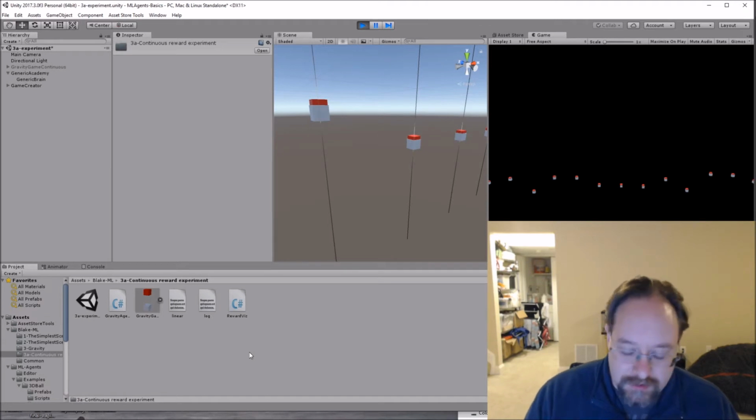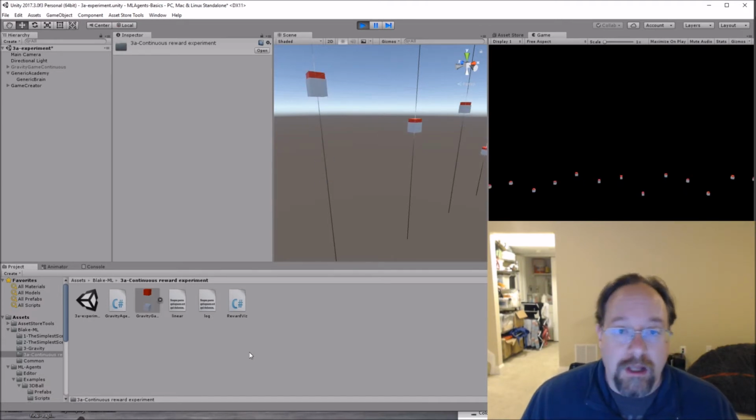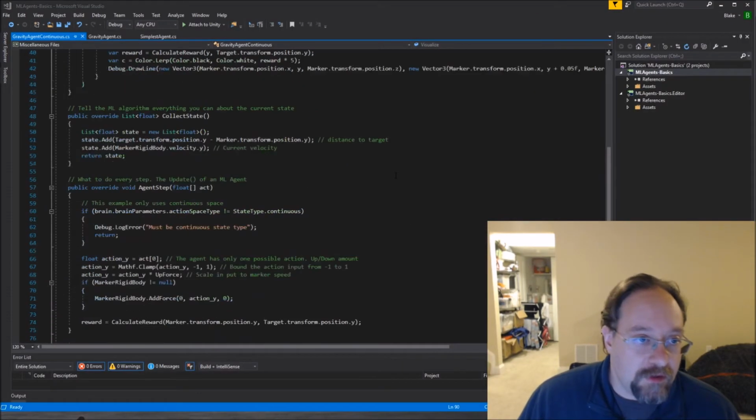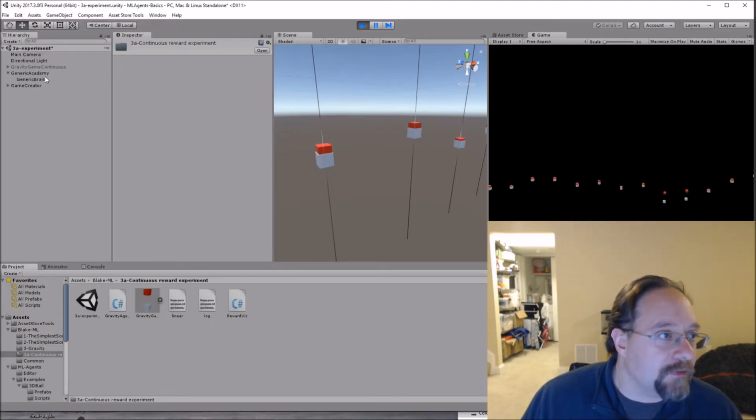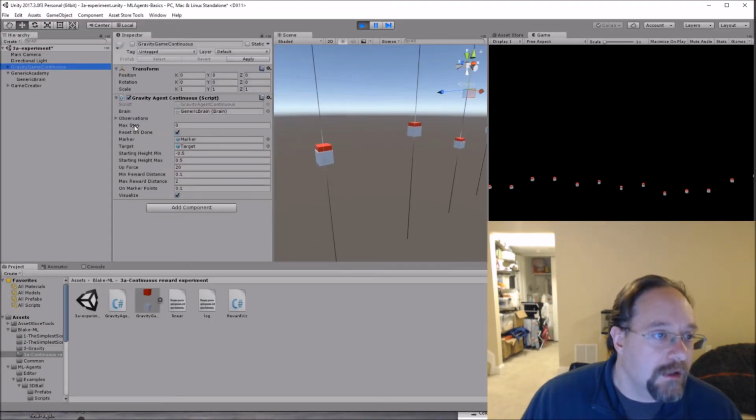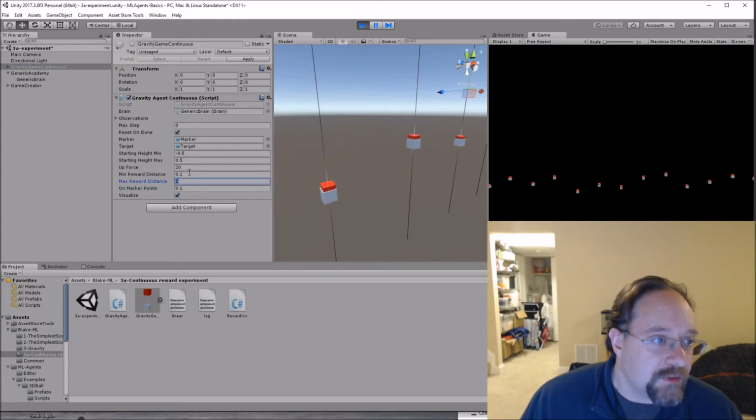So again, the question is, discrete reward versus continuous reward. One of the first things I did is, as we go through, I added a parameter to our game. In this case, the unmarker points are the same. So we have a minimum reward distance and a maximum reward distance.